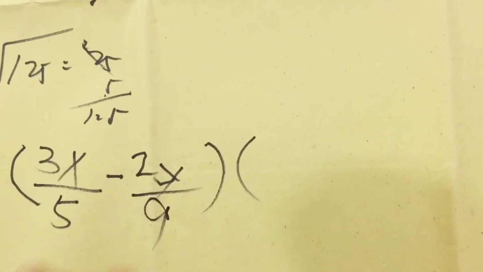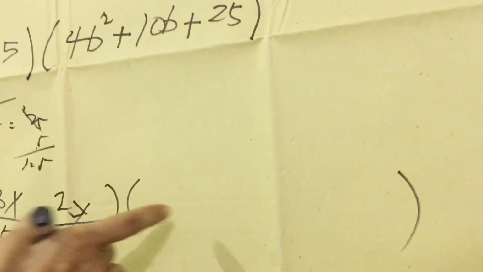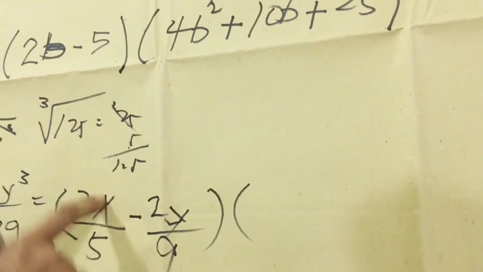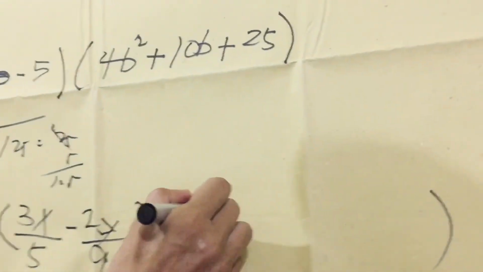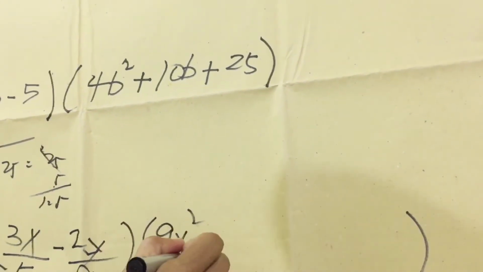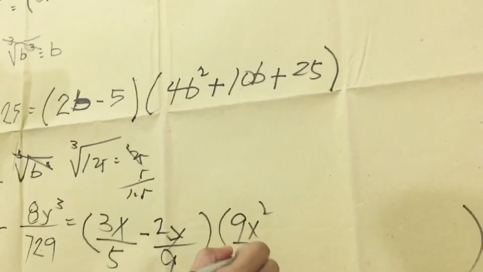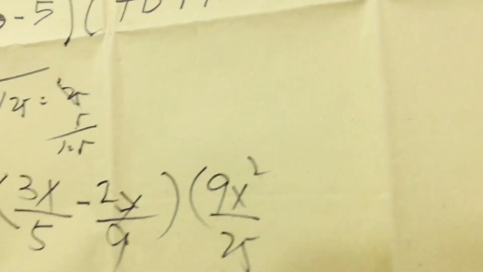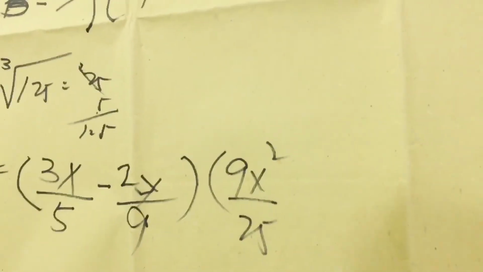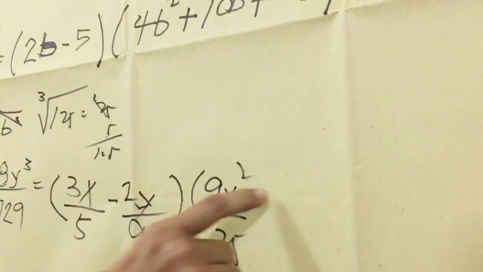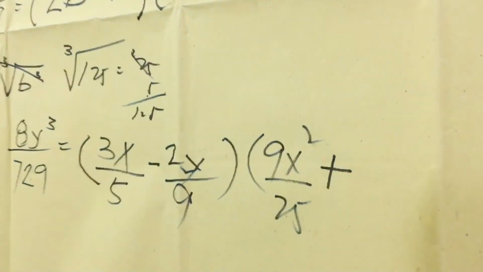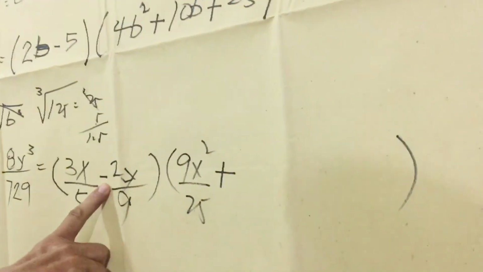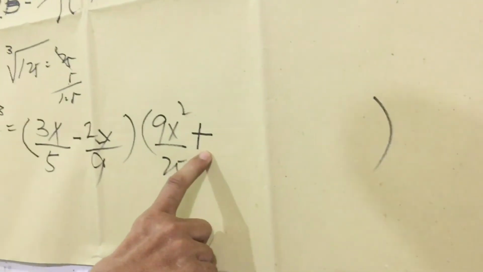Okay, 9 here. Now for the trinomial factor, we're going to square the first term. 3 times 3 equals 9. x times x is x squared, over 5 times 5 equals 25. Here it is negative, so we change it to positive. If this is negative, the second term is positive.